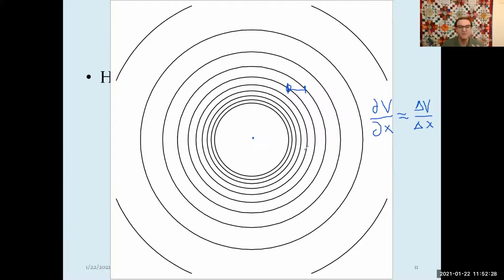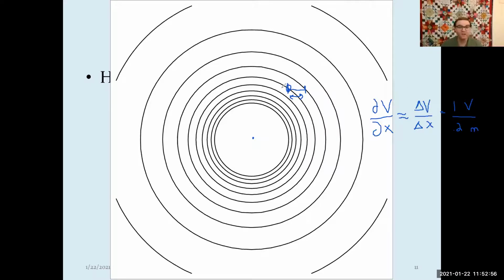If I just use my numbers from the first video, I think I had a difference of 1 volt between those two lines. So I'll go ahead and put 1 volt here. And then I need to measure the distance here, right? So I need to figure out how far it is from this line to that line. And maybe that's, I don't know, 0.2 meters. I'm just making up a number for that right now. And that would give me the value of the derivative there.